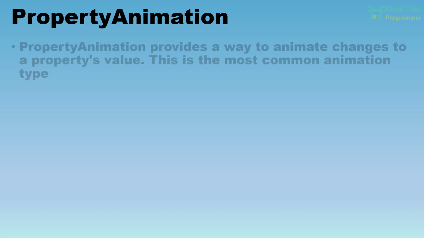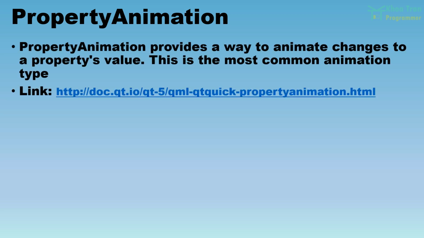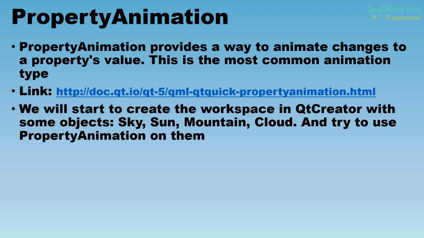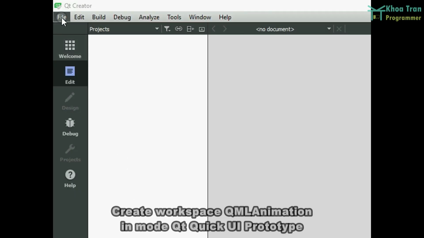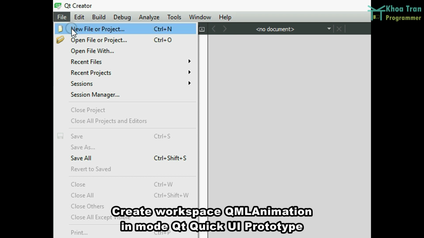PropertyAnimation. PropertyAnimation provides a way to animate changes to a property's value. This is the most common animation type. We will start to create the workspace in Qt Creator with some objects: sky, sun, mountain, cloud, and try to use PropertyAnimation on them. Create the workspace QML animation in mode Qt Quick UI prototype.